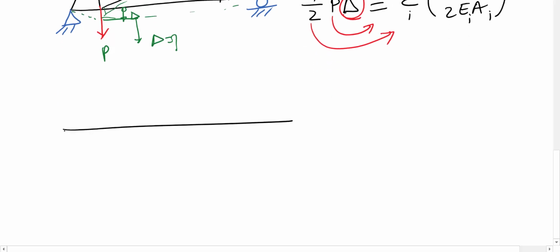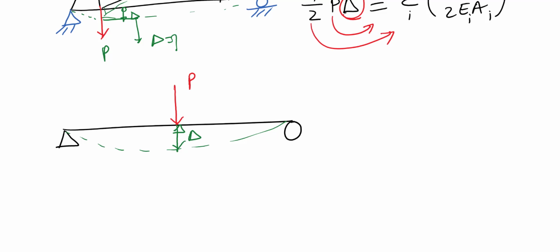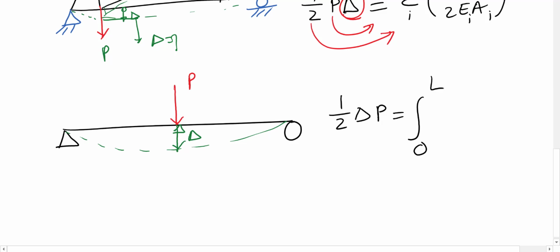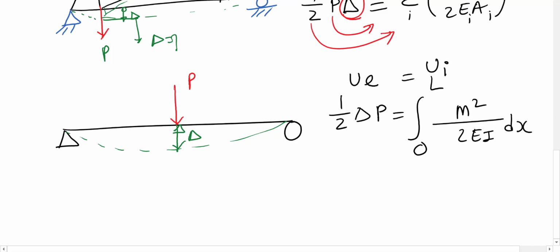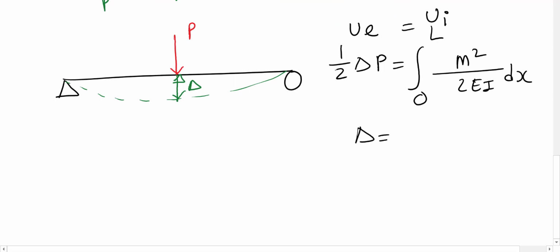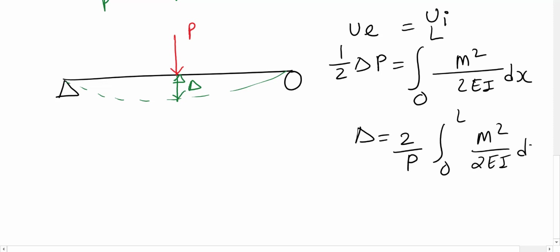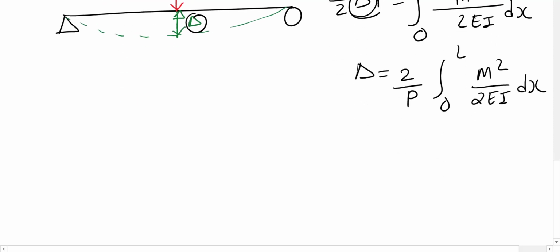Now if someone gives you a beam, let's say a simply supported beam, and let's say it has an applied load P, in that case it will have some deflection here, delta. To find the deflection, we can use the same principle, 1/2 P delta, and we also calculate the internal energy in this case as well. Let's say this is the external energy and this is the internal energy. So we can find delta, which is equal to the integral from 0 to L of M squared over 2EI dx. So we can find this deflection in the beam using this principle.